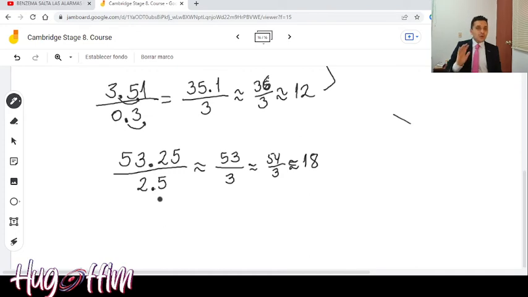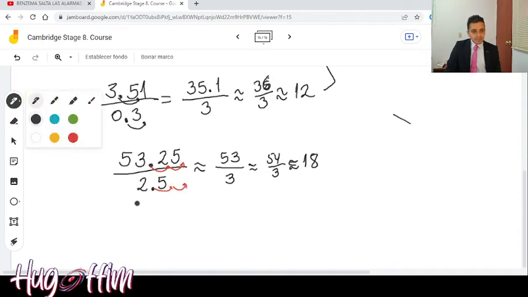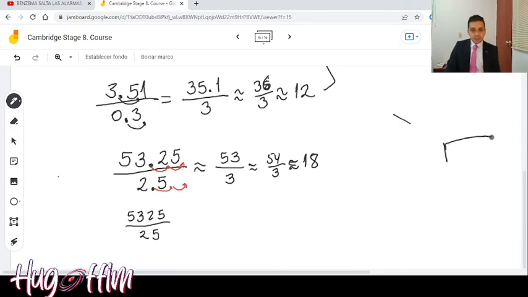Now I'm going to show you the strategy I use to perform this division of decimals. That is another way. The usual way will be that you multiply by 10, multiply by 100, multiply by 10, multiply by 100. So you have 5325 divided by 250. Okay, this is like the usual. And then perform the division.